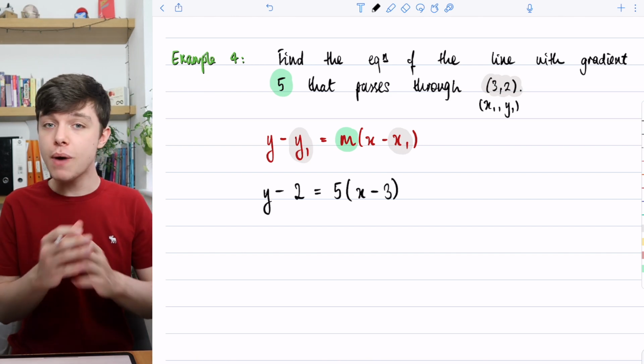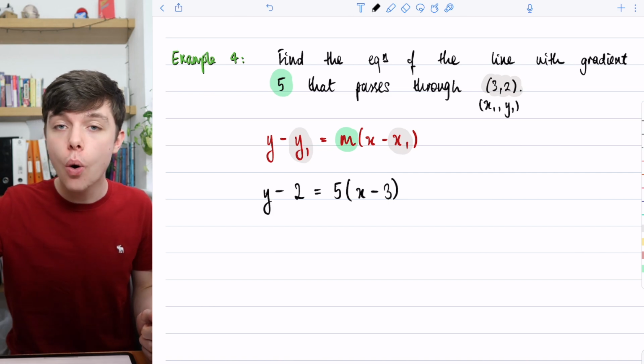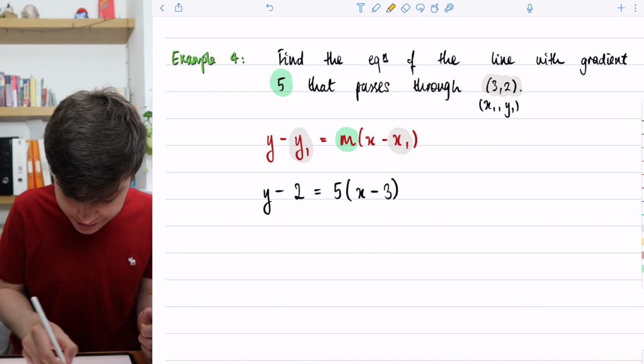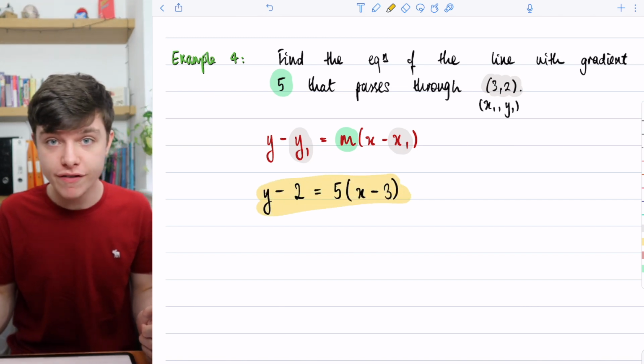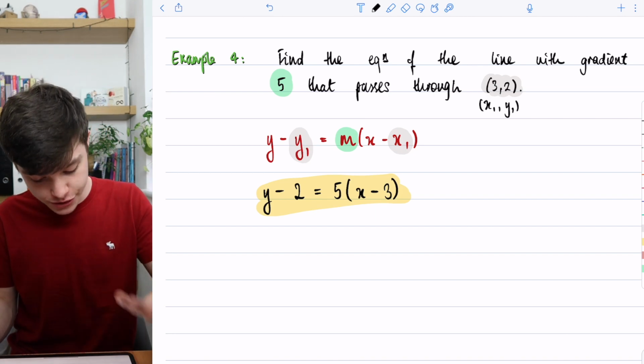We don't have to do anything else to our answer. It has not specified what form they want our answer to be in, so that is an appropriate form for our answer. It could also say in the form y equals mx plus c.